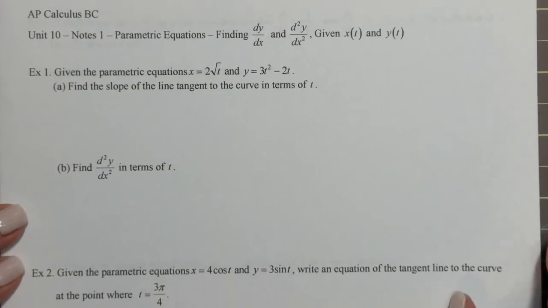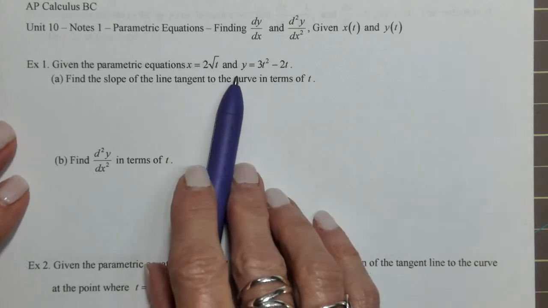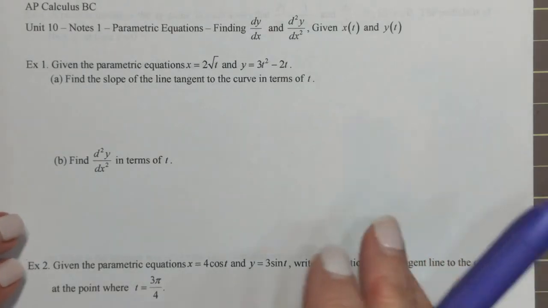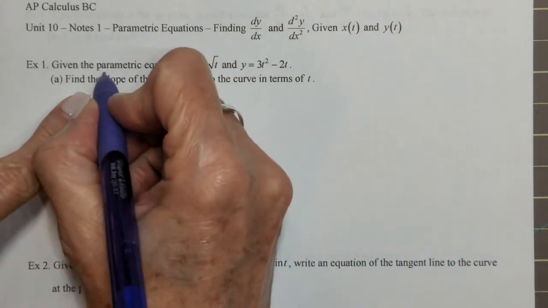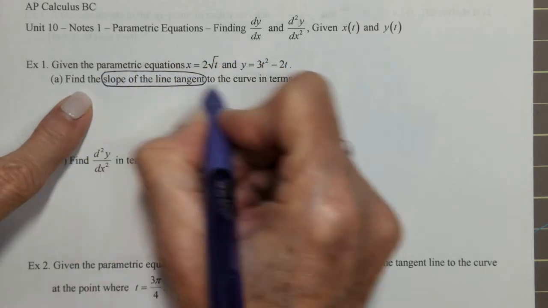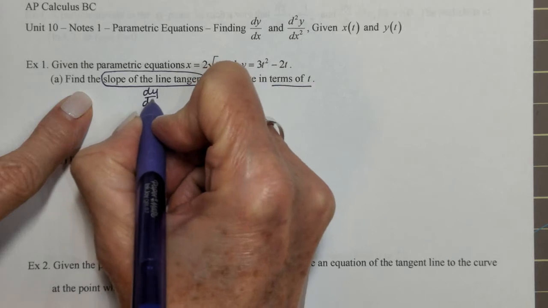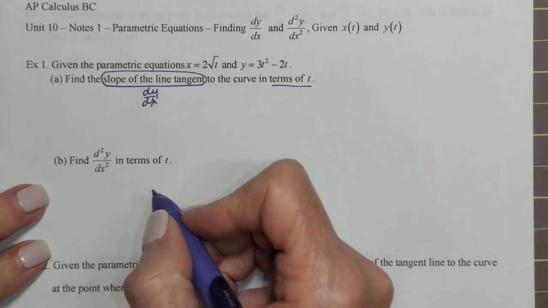Okay. So let's talk about this same example that I started off with. x and y are both functions of time, and in part A we want to find the slope of the line tangent to the curve in terms of t. Slope of the line tangent is dy/dx. Okay? So we're finding dy/dx in terms of t.